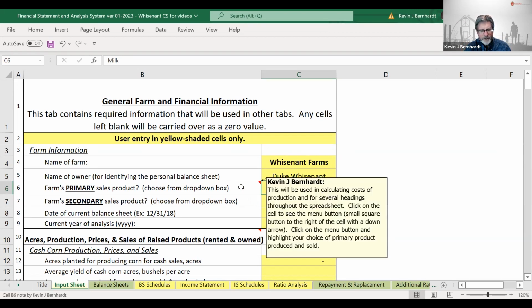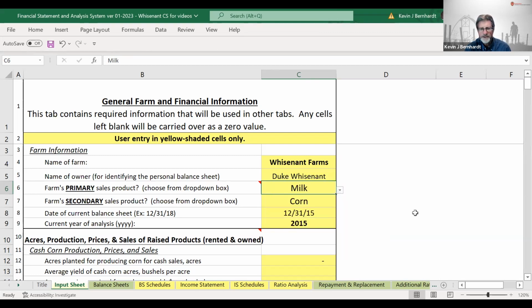If I put my cursor on that box, then that red triangle pops up and it gives an explanation about what that is for and why it is useful to have. And so whenever you see a red triangle, that might be a place to get additional information. Okay, on this input sheet tab, we have several sections.